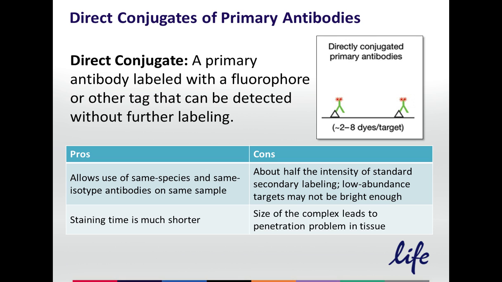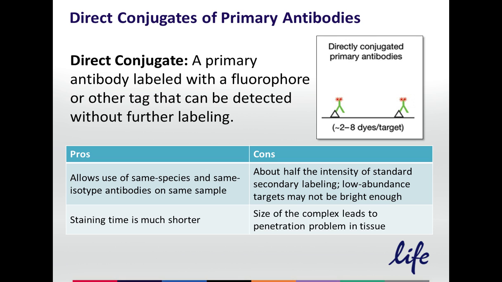Also, because you've now conjugated dyes onto the surface of the antibody, the size of the complex is a little bit larger. This can lead sometimes to penetrance problems into your cells, especially into the nuclear compartment or into your tissues. And this means that you need to permeabilize better and have longer label times to overcome this.